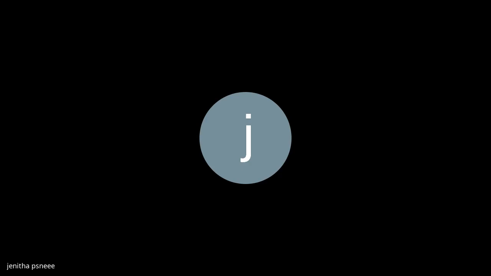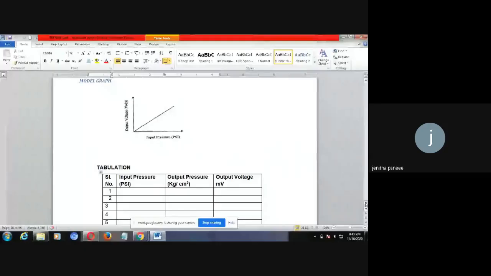Okay, so this comes under transducers. In a transducer only two columns will be taken: either displacement or output voltage, pressure or output voltage, and similarly temperature or output voltage. The graph will be linear for all the cases, because for a transducer the graph should be linear. This is the main characteristic of a transducer.